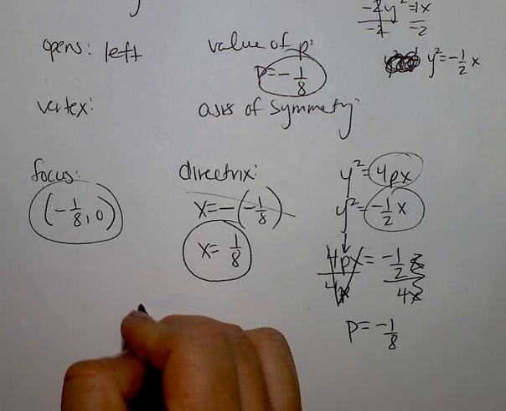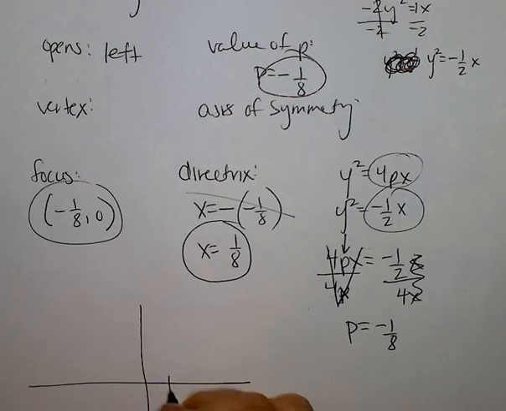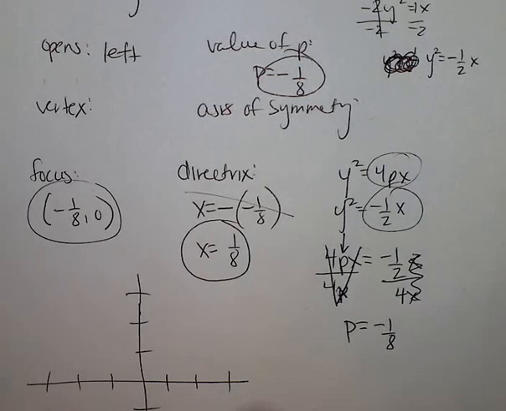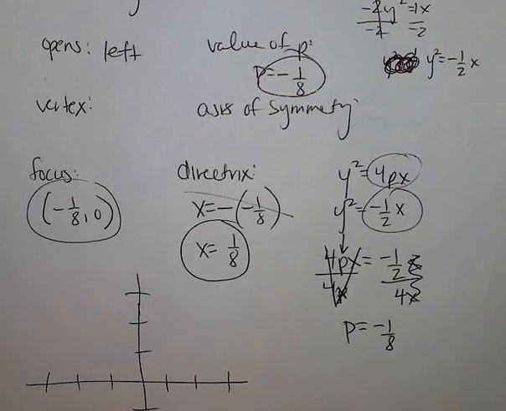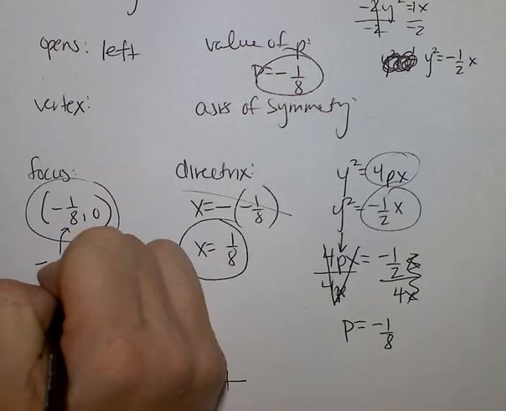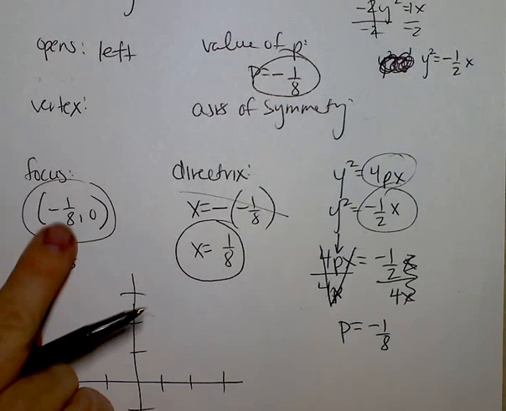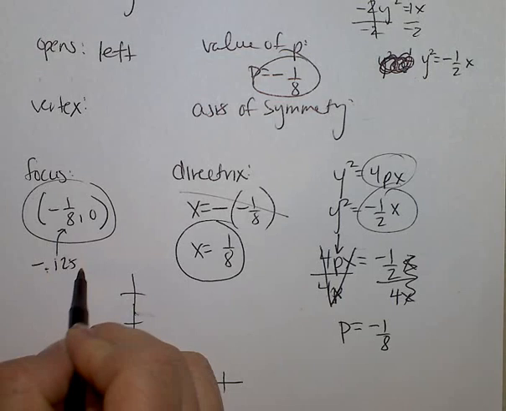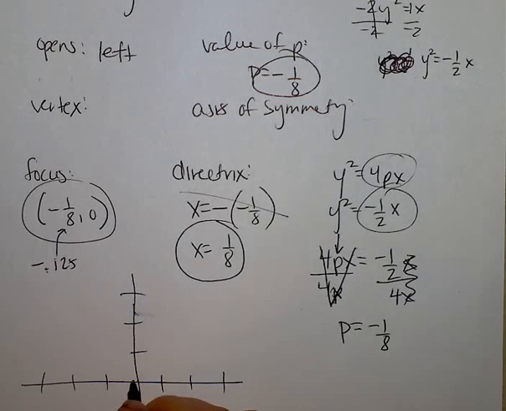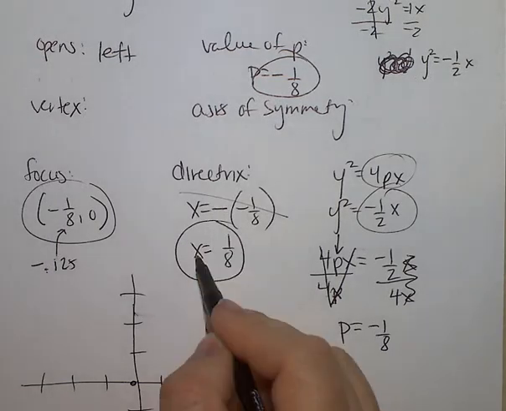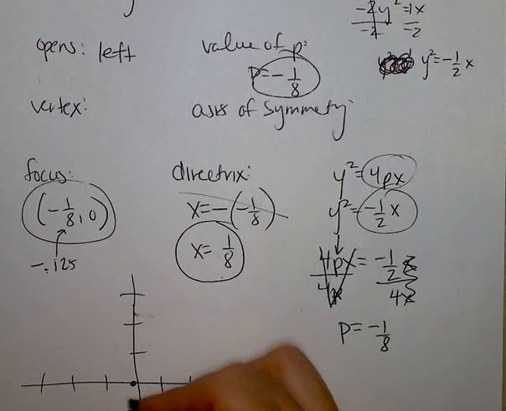Okay, so let's make ourselves a little table, a little graph here. Take 1 divided by 8, and you can see that 1 divided by 8 is 0.125. So keep in mind this is -0.125. Let's start with the focus. The focus is at -0.125, 0. So here's -1/2, it's going to be right here. And then we're going to have a directrix of x equals 0.125.